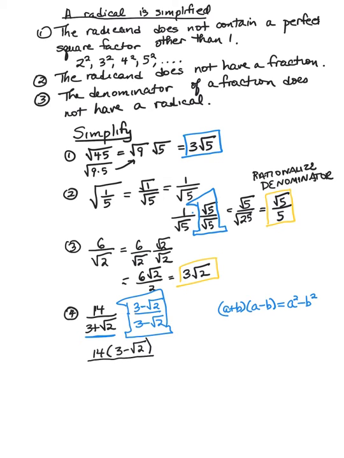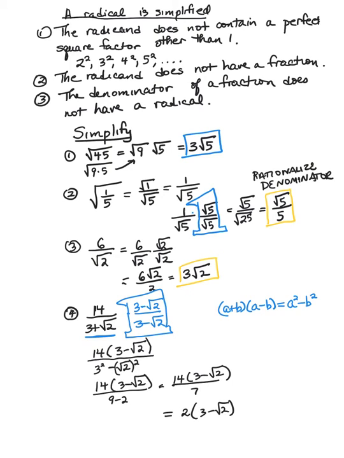So that gives me 3 squared minus root 2 squared. So that leaves me with 14 times 3 minus radical 2 over 9 minus 2, which yields 14 times 3 minus radical 2 over 7, which divides through into 2 times 3 minus radical 2. So notice that when we did not distribute the 14 in the numerator, it was good because we ended up dividing through with the denominator.